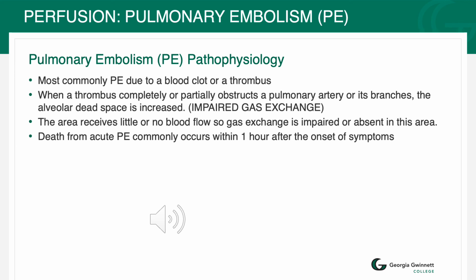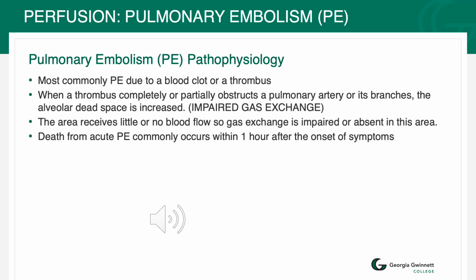So a thrombus is a blood clot, and most commonly pulmonary embolisms are due to a blood clot. When that blood clot either partially or completely obstructs the pulmonary artery or any of its branches, the alveolar dead space is increased. What that means is there cannot be gas exchange in that dead space. So we have impaired gas exchange. The area that is receiving little or no blood flow is the area that has either absent or impaired gas exchange.